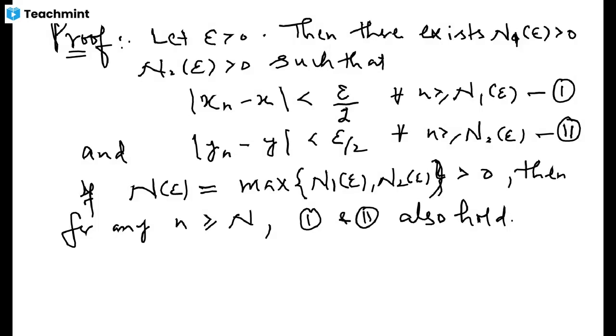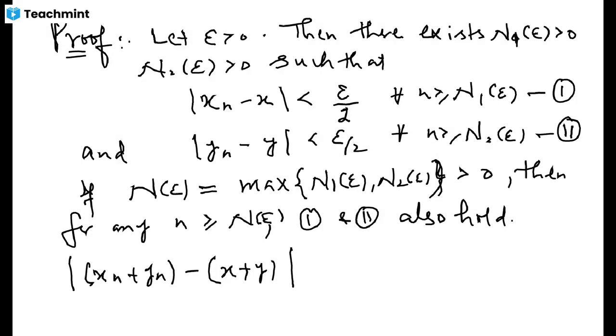So what we want to show is that the distance of the nth term of the sum of the sequences from the sum of the limits, that is x plus y, can be brought down to be less than epsilon for all n greater than or equal to some natural number N. And here this natural number N will be N epsilon, which is the maximum of n1 and n2.